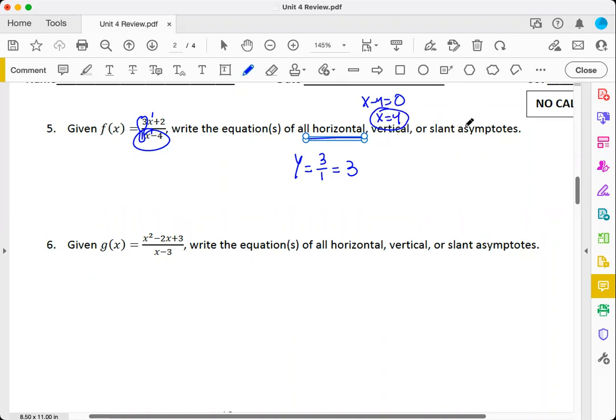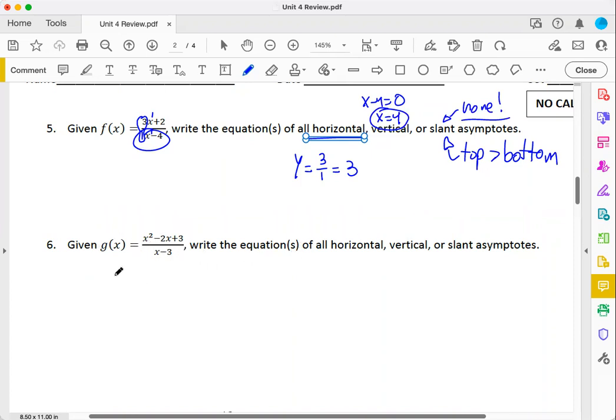And so there's no slant asymptote, because the slant asymptote only occurs when the top degree exceeds the bottom degree. So in this case, just say there's none for now. Capiche? Simple.